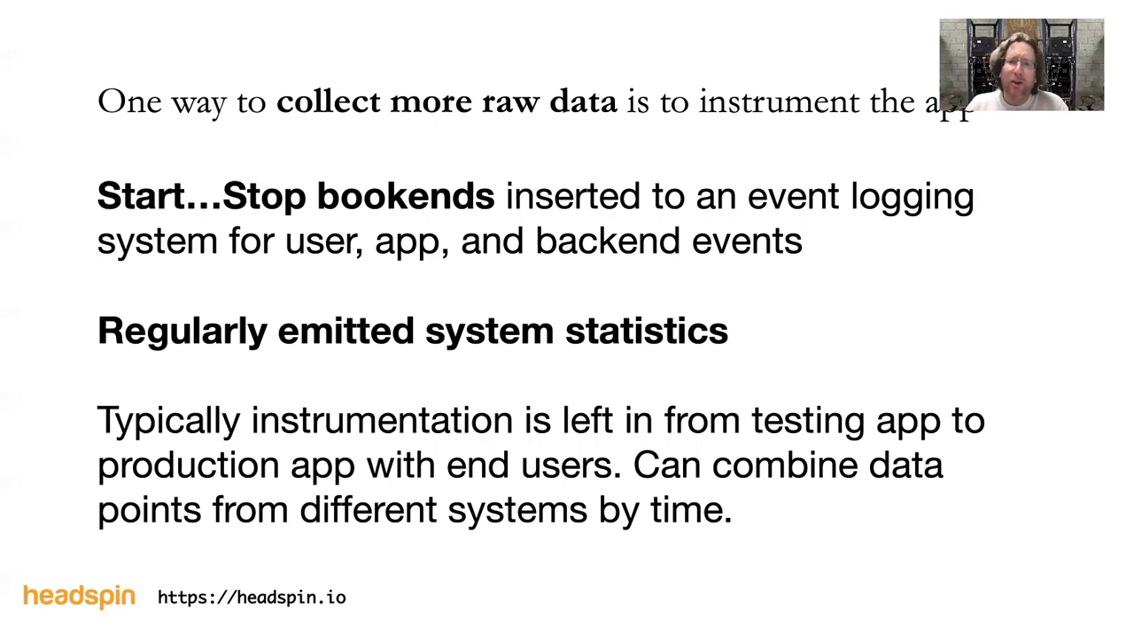Another way to measure non-functional data is through regularly emitted system statistics. So memory, CPU, IO statistics, rendering statistics on the client side, different statistics in terms of game engine events on the client side. By emitting these statistics regularly, you can actually join your start-stop bookends and your system statistics by time. And typically instrumentation can be left in from the testing app all the way to production, so that you can both measure this data as part of your manual functional tests, your automated functional tests, as well as your end users.